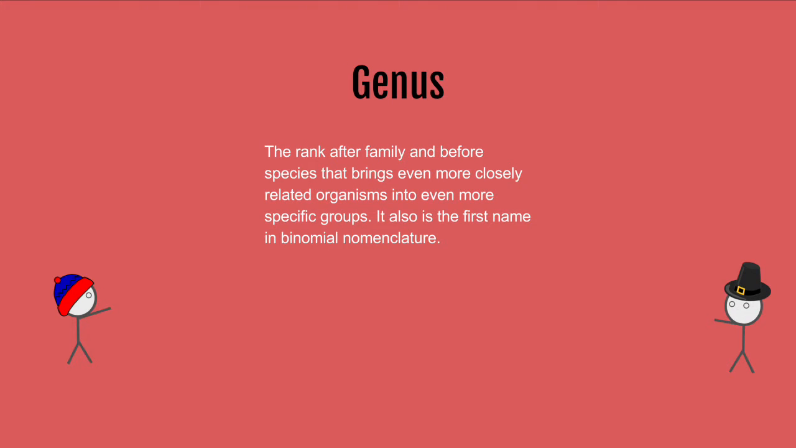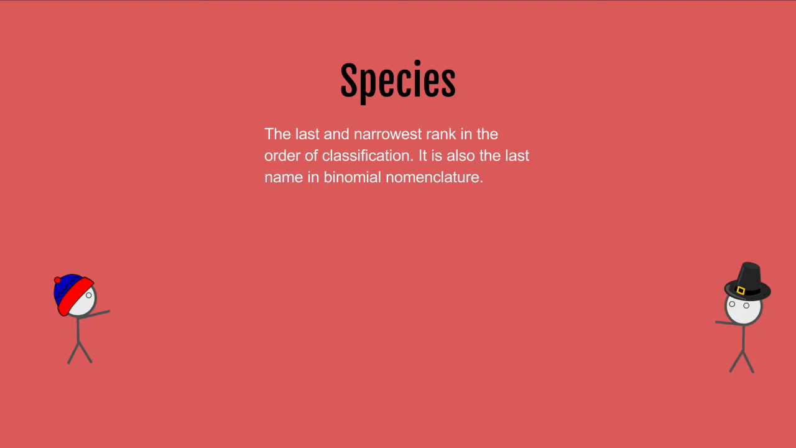Then, genus is the rank after family and before species. It brings even more closely related organisms into even more specific groups. It also is the first name of the binomial nomenclature. Finally, there's species, which is the last and narrowest rank in order of classification. It is also the last name in binomial nomenclature.